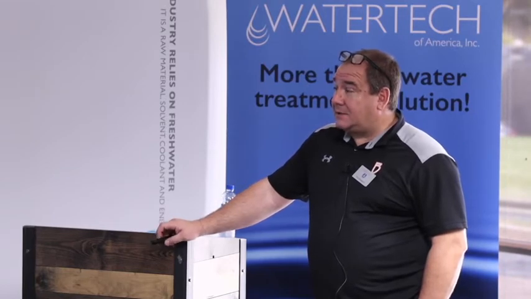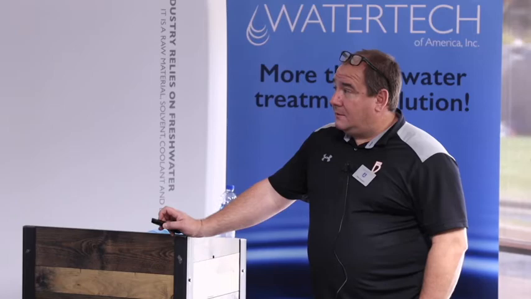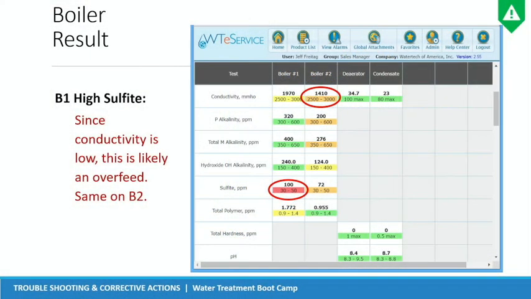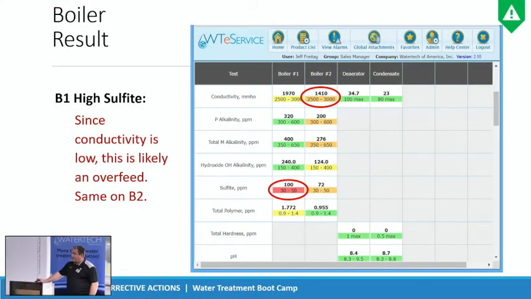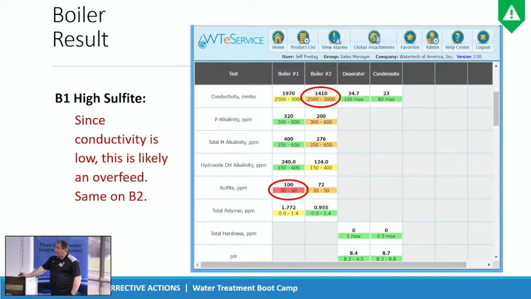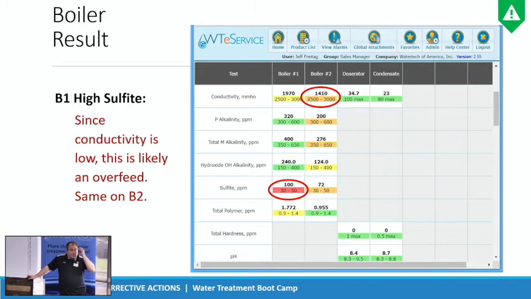Since conductivity is low, right here, these both are probably because of overfeeding of the chemical. So remember we talked about, some of you might say, well, how can you be overfeeding the chemical if the conductivity is low? Well, remember we're cycling up a boiler. So the chemistry stays behind and just the steam goes out. Well, then we got to add more water, more chemistry back into the boiler. So as we're doing that, what happens is you're adding chemistry, but steam's going out. Well, the conductivity is still low.